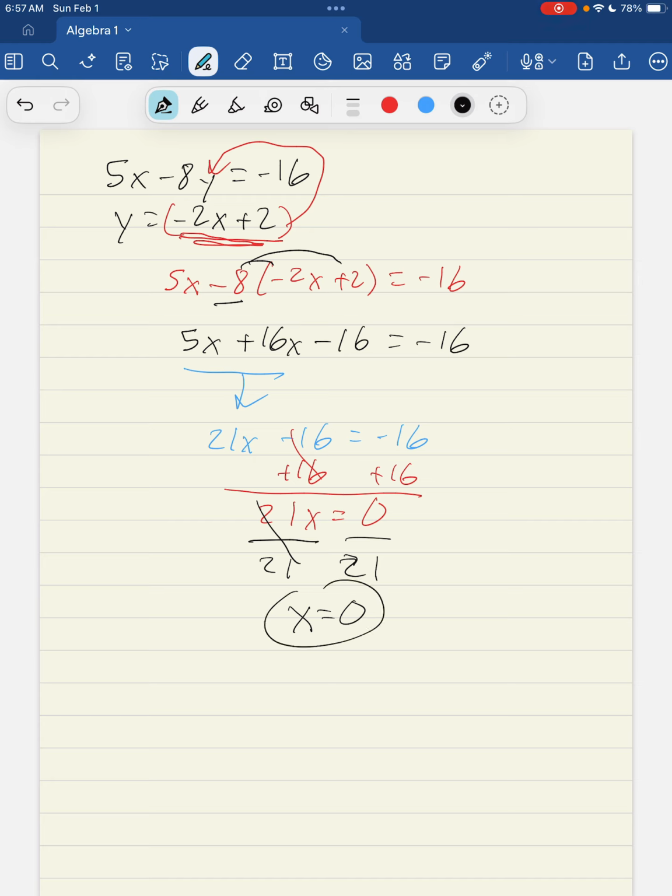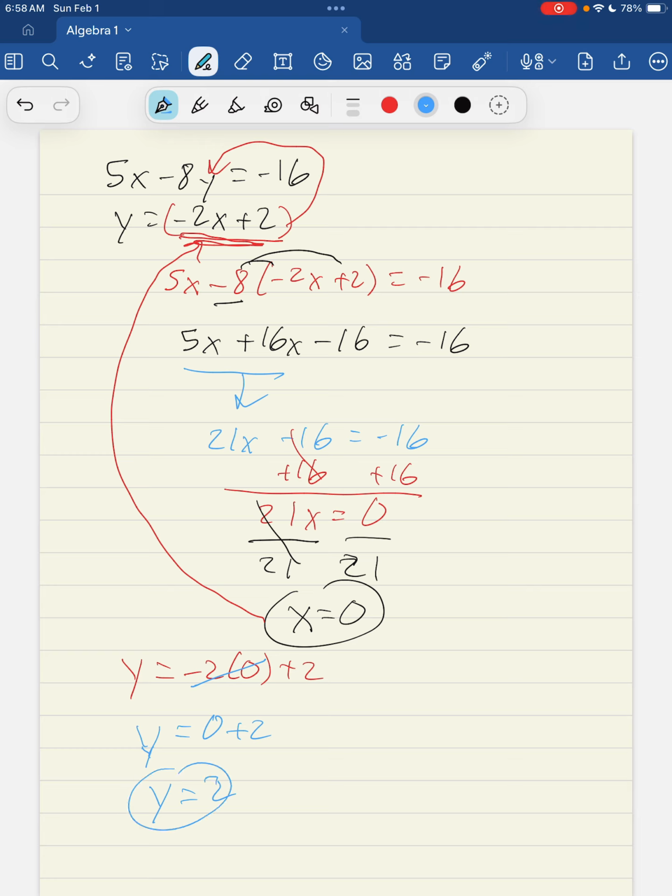Are we done? Not yet. The last step, we're going to take that 0, substitute it back into the x for that second equation. So instead of y equals negative 2x plus 2, we're going to go y equals negative 2 times 0 plus 2. Solve this guy for y. Oh, look at that. Negative 2 times 0, that's just going to be 0. So this is like 0 plus 2. And we know 0 plus 2 is just going to be 2. Boom. Final answer, we've got xy, x is 0, y is 2. There we go. Hopefully that helps.